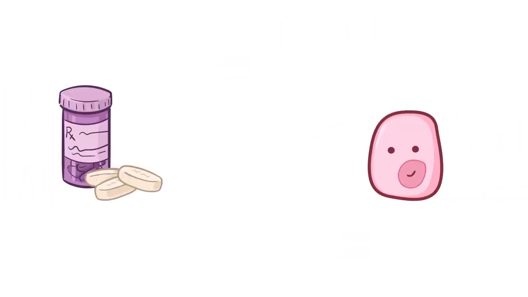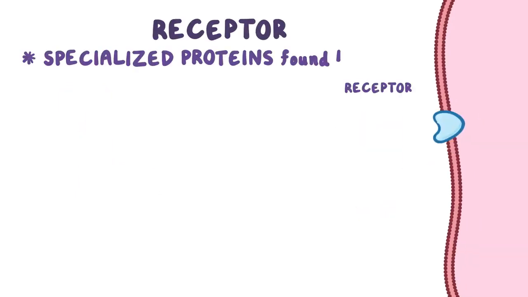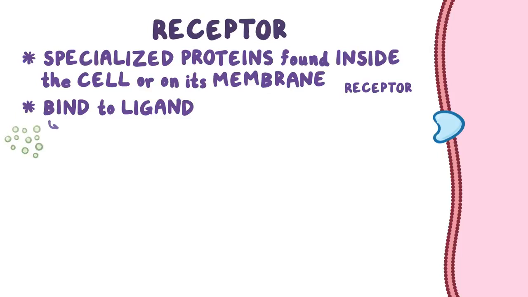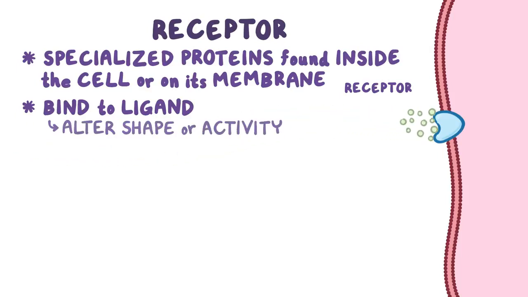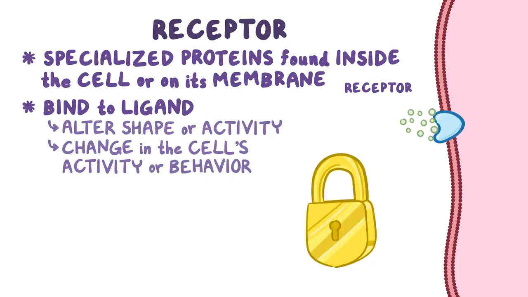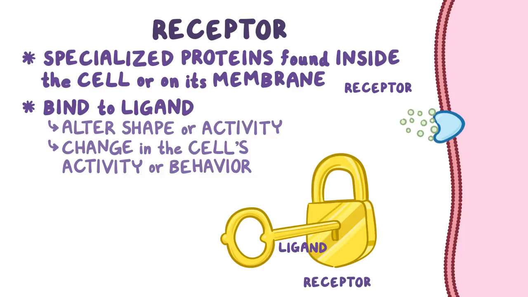Alright, so in order to have an effect, many medications have to reach their target cells and bind to a receptor. Receptors are specialized proteins found inside the cell or on its membrane. When they bind to a signal molecule called a ligand, they can alter their shape or activity, which ultimately results in some change in the cell's activity or behavior. You can imagine the ligand as the key that fits into the lock, which is the receptor, causing it to open or activate.